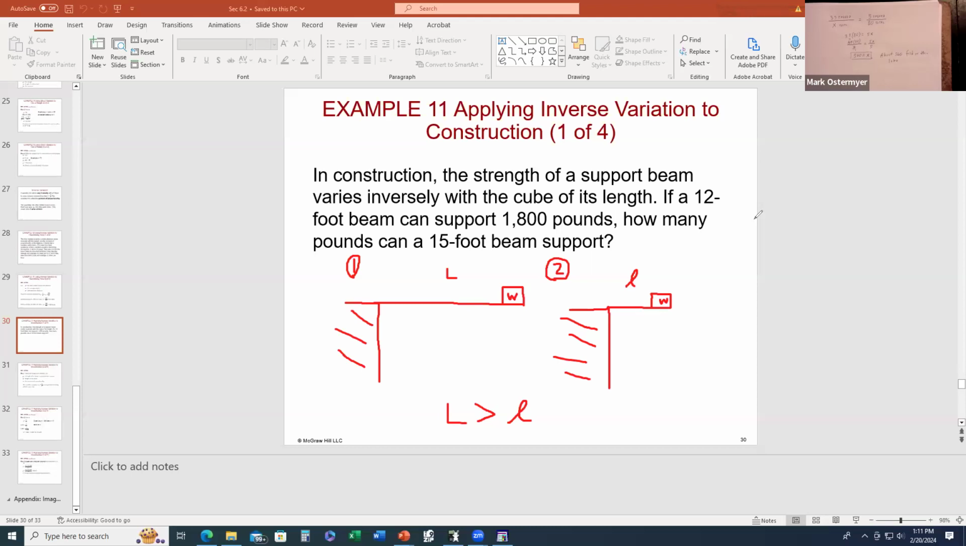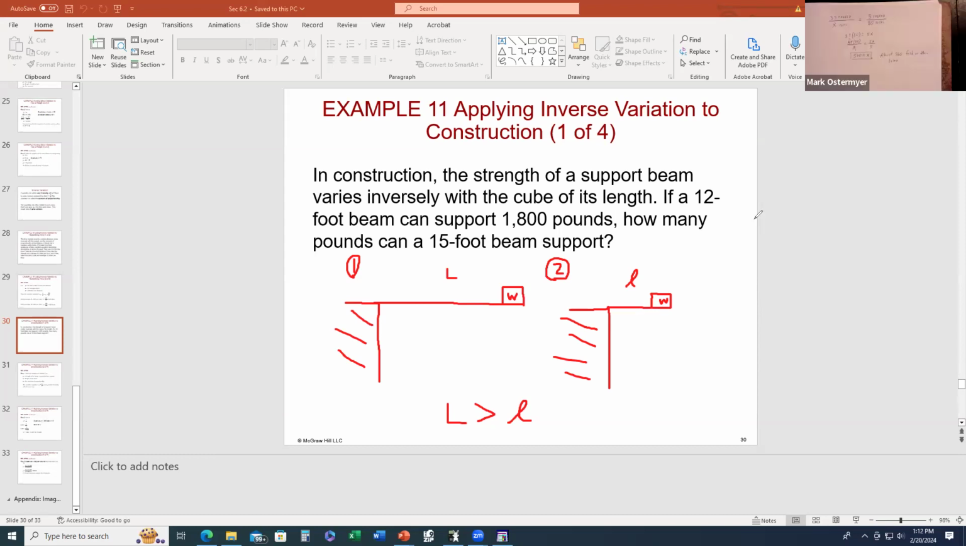Let me ask you this. Beam number 1 is longer than beam number 2. Do you agree? A lot longer. Which one's going to flex first under weight? Beam number 1 or beam number 2? Which one's going to start to bend under the weight? The first one, because it's a longer beam.